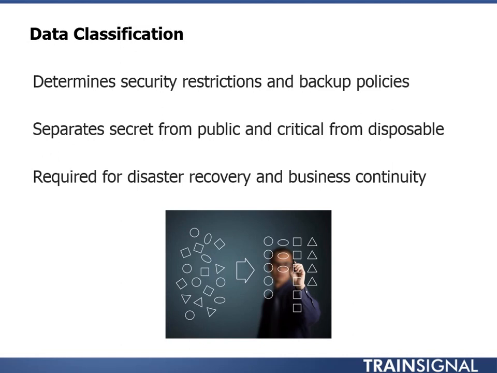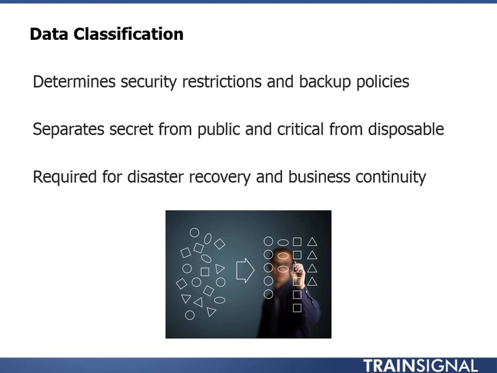So that's something we're going to cover when we do risk assessment in more detail. But in the stage where you're classifying data, you'll just be deciding, this data doesn't cost me that much if I lose it. Or this data is so critical, I have to spend whatever I have to spend to make sure I don't lose a minute of it. It also separates the secret stuff from the public stuff, and the critical stuff from the disposable stuff.